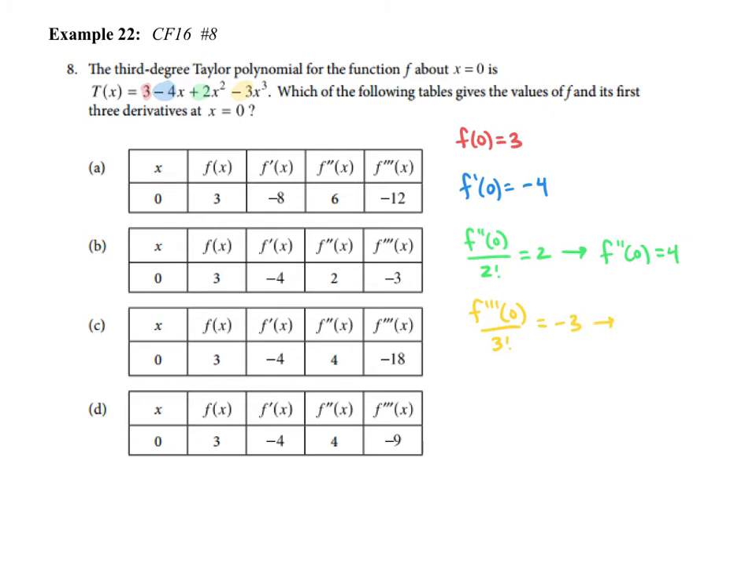That would tell us that the third derivative at 0 would be equal to negative 3 times 3 factorial, so negative 18. And so if we look at our options, we have option C as our final answer. Okay, let's move on to the next page.